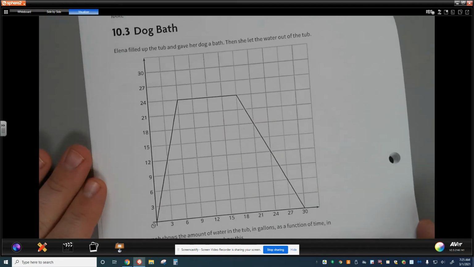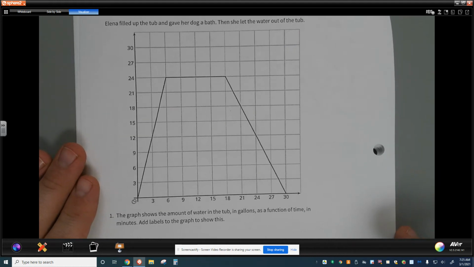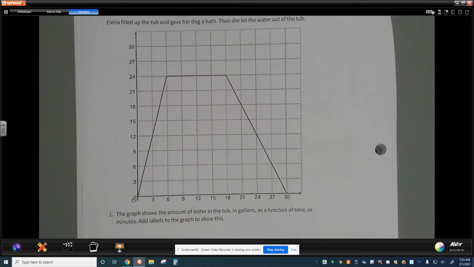Okay, here's another example, talking about a dog bath. So Elena filled up the tub and gave her dog a bath, and then she let the water out of the tub. And so this graph shows the amount of water in the tub in gallons as a function of time in minutes. Add labels to the graph to show this.